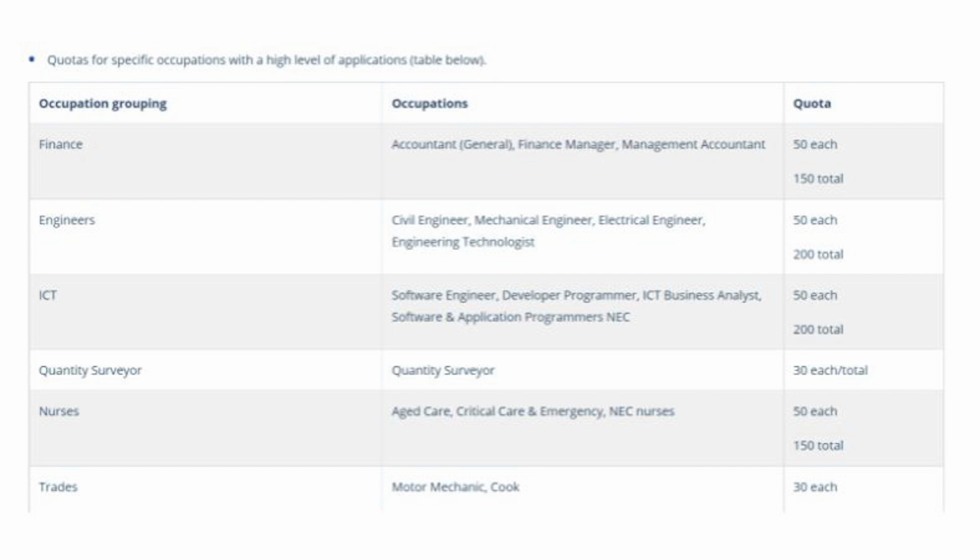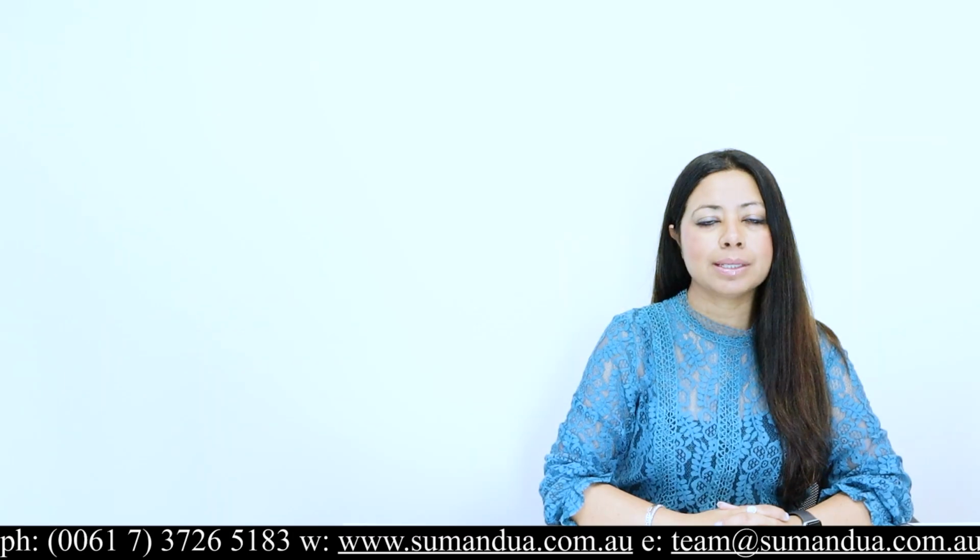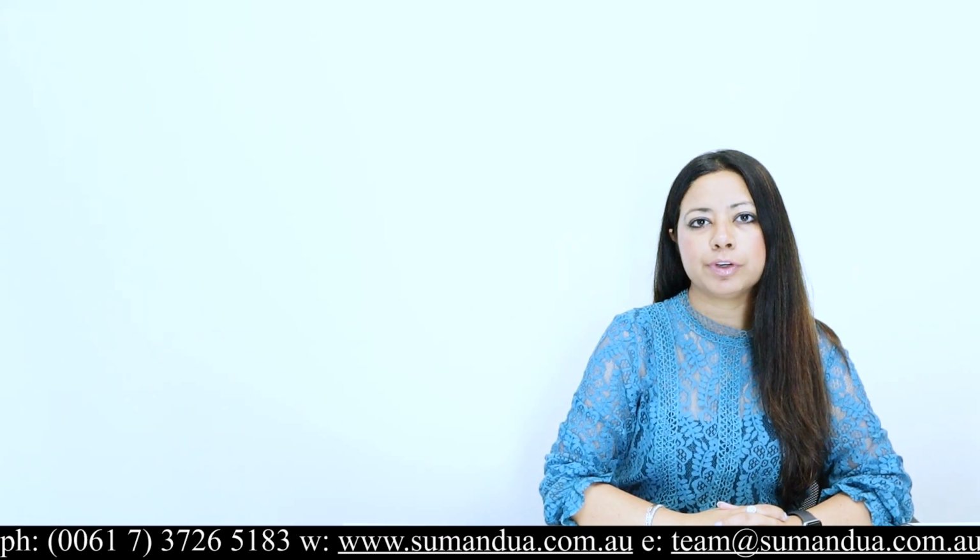For quantity surveyor, they have allocated 30 seats. For nurses, 150 total seats for these specific occupations, which is aged care, critical care and emergency, and NEC nurses, and they have allocated 50 seats to each of these occupations. For the trades, they have allocated 30 seats for the motor mechanic and 30 seats for cooks. So once they have reached the quota for these specific occupations, they will not be inviting any further applicants.